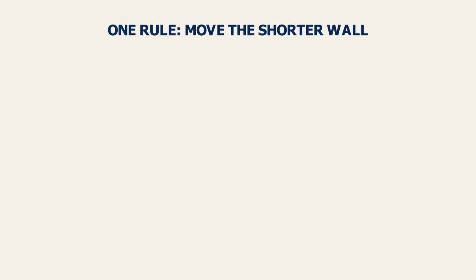You just turned an O of n squared problem into a single clean pass with one rule, move the shorter wall. Next, we take 2 pointers one level deeper with 3 sum, where you fix one number and sweep the rest.